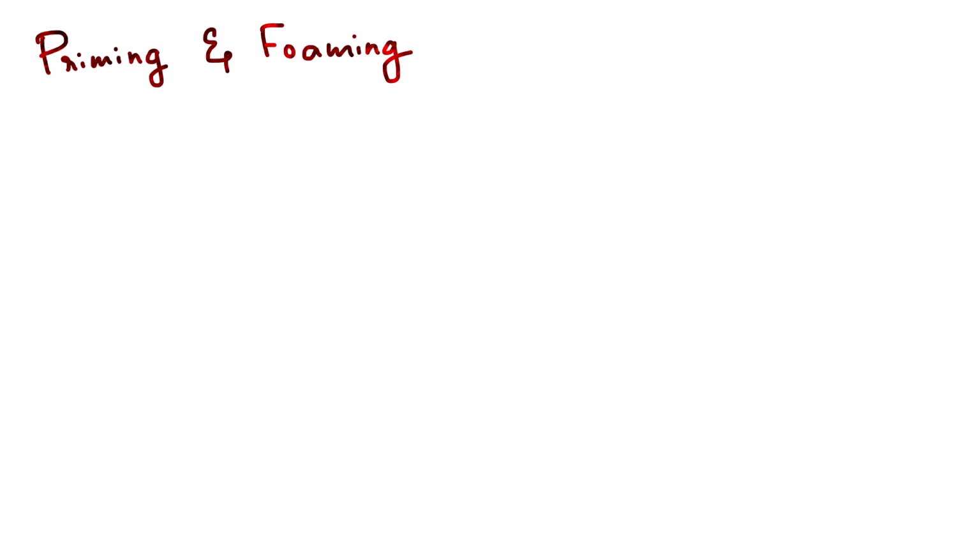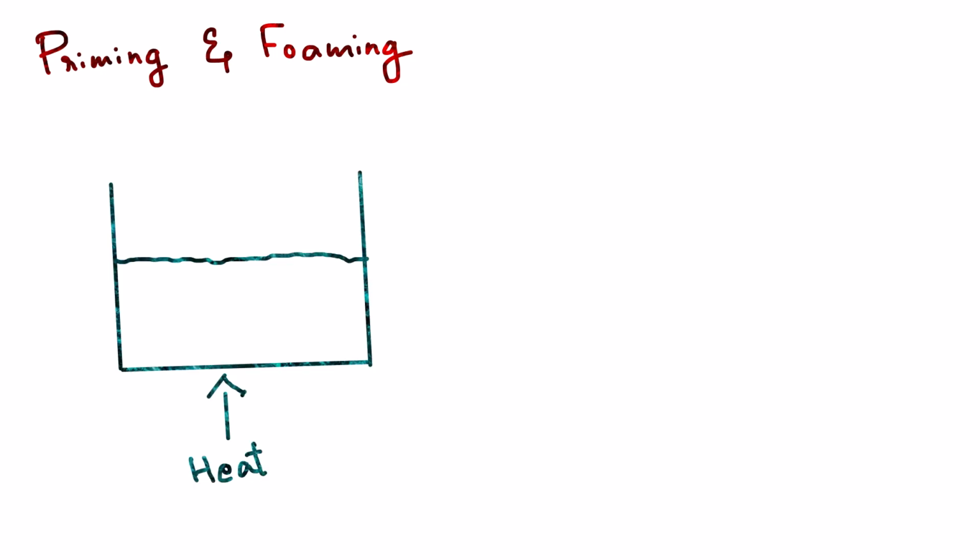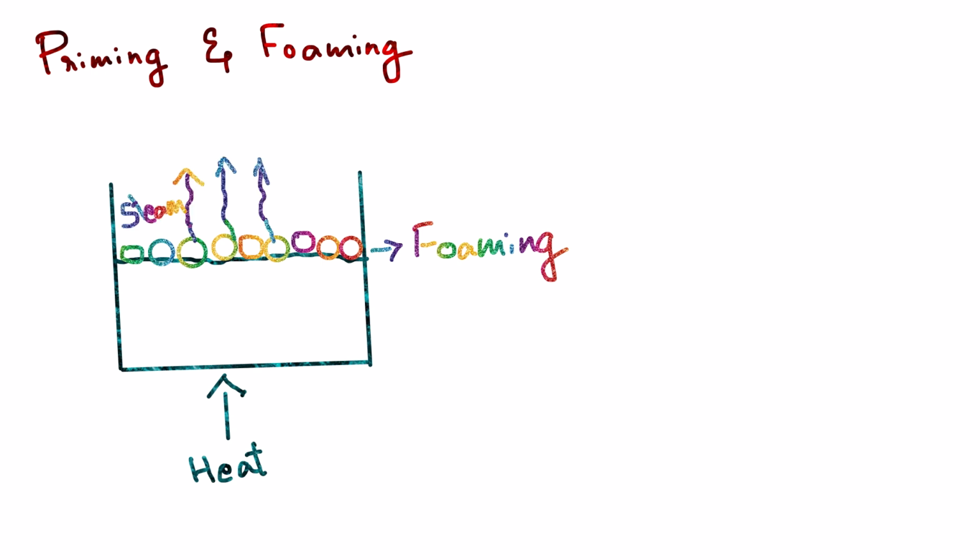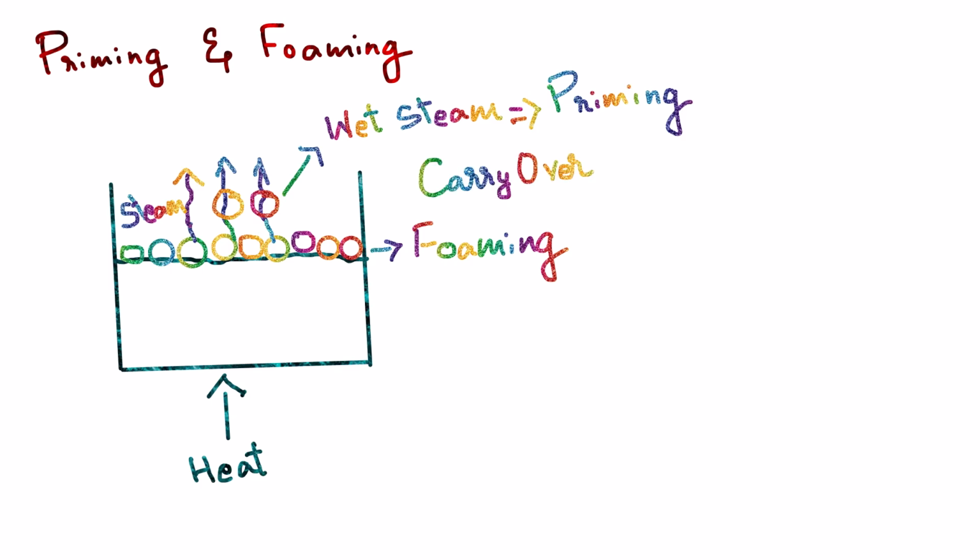Priming and foaming. When the boiler water is continuously heated, due to the presence of impurities, there is formation of bubbles, which is a process called foaming. Apart from the formation of bubbles, steam is produced, and sometimes the steam produced will carry water droplets, which is called wet steam. The process of production of wet steam is called priming, and the whole process of producing the bubbles and steam carrying the water droplets is called carryover.